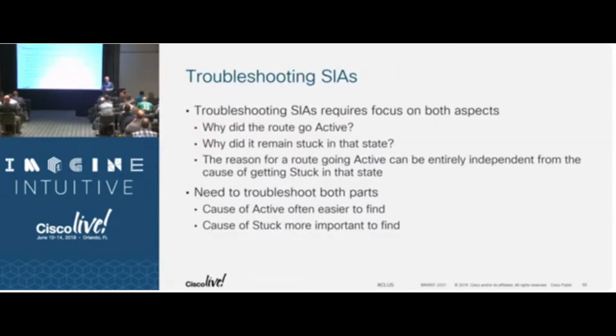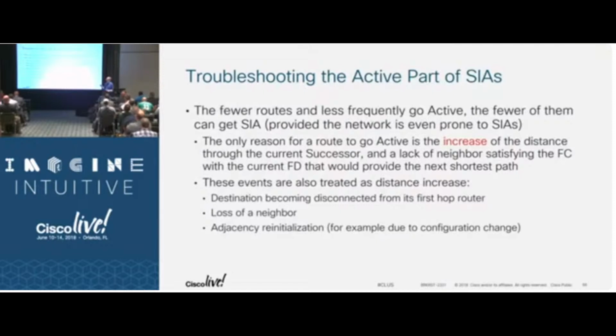Troubleshooting this will always need us to look at why the route went active. Well, this is easy to find out. Typically, why it was active, you will see in the event logs. Why it became stuck in active, that's a more difficult thing to do. With the active things, we will see that in the event logs. The event logs will tell us who asked, or what metric has been changed, where the query came from.